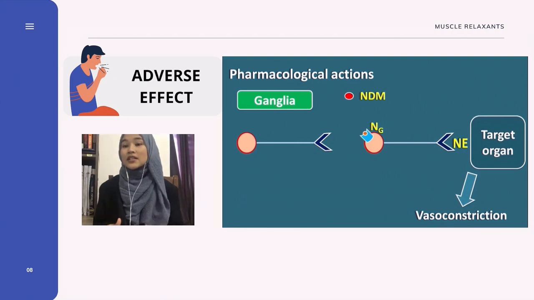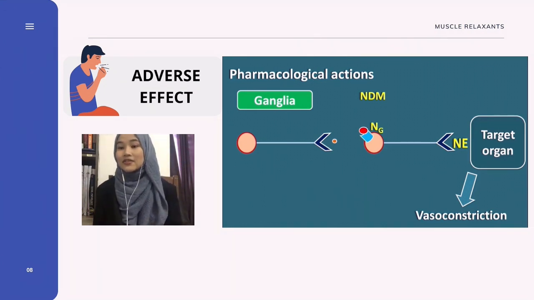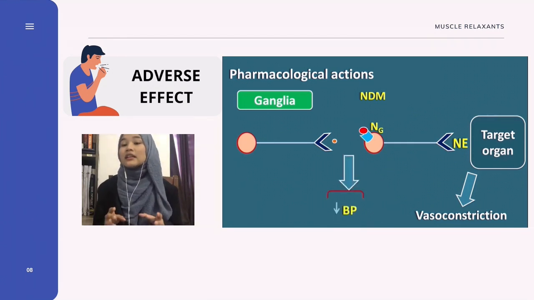But in the presence of NDM or NDB, non-depolarizing neuromuscular blockers, this acetylcholine from pre-ganglionic neuron cannot bind to the nicotinic receptor, thus no norepinephrine will be released. It will decrease the blood pressure and thus will cause vasodilation too. This process will lead to hypotension.